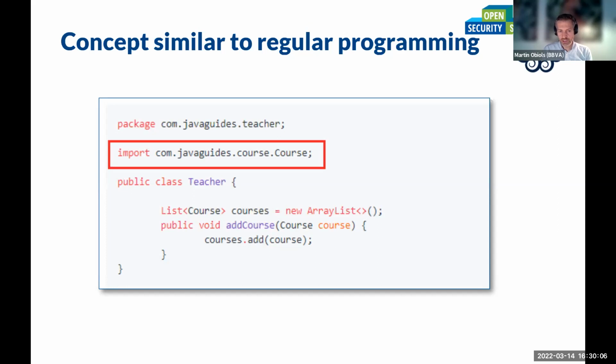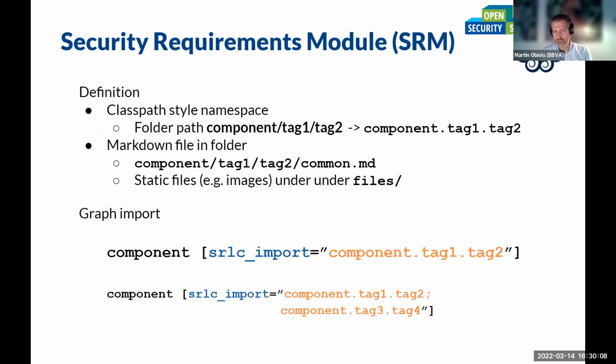Following this concept, we created the concept of a security requirements module, which is essentially a way of packaging small pieces of security requirements into a classpath-style namespace that can later be imported in our diagram as requirements for a specific component. As you can see here, we put this Markdown documentation under a specific folder path that will resemble a classpath style.